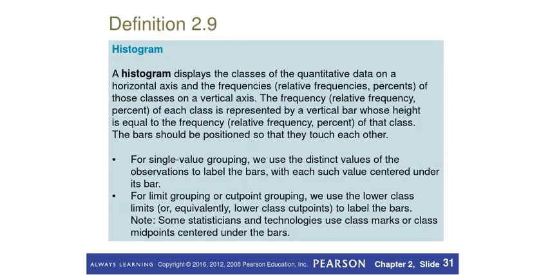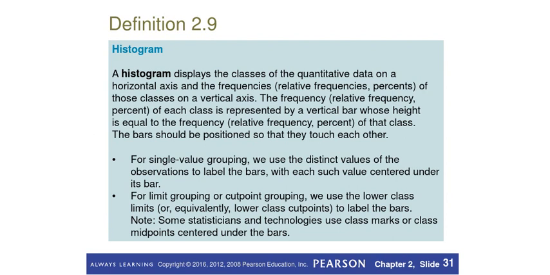So what kind of graph do we use? We use a bar graph for our continuous or discrete data, but for numerical data we use something called a histogram. A histogram displays the classes of the quantitative data on a horizontal axis and the frequencies on the vertical axis. So the frequency that we're talking about right here could be the relative frequency, or it could be the frequency itself that counts within each of those groups, and the bars should be positioned so that they do touch each other in this case, right?